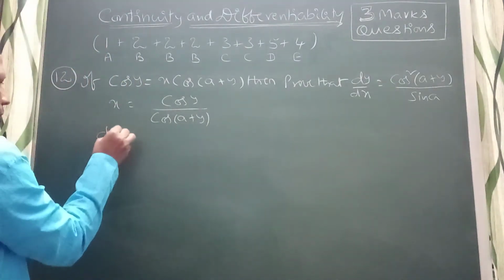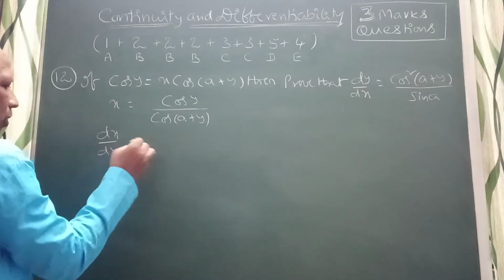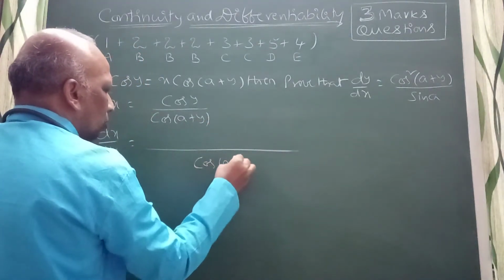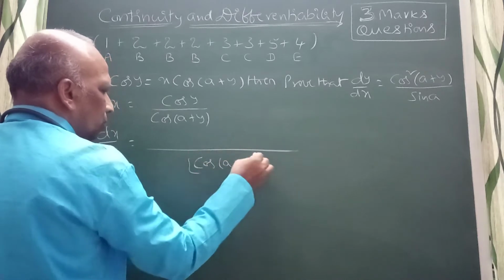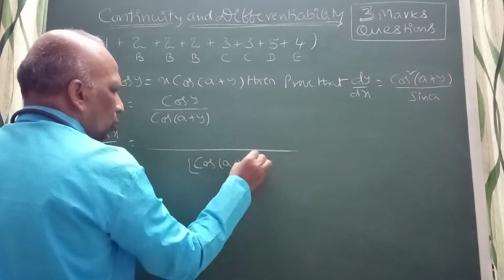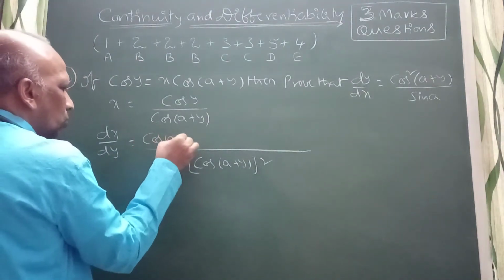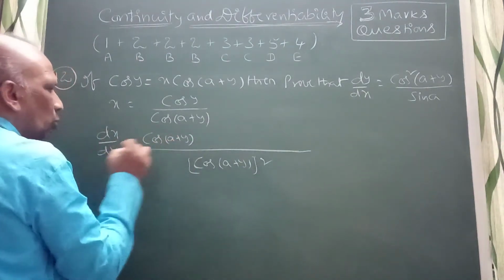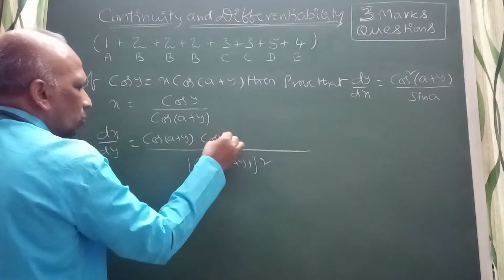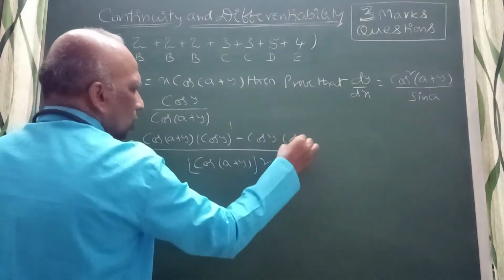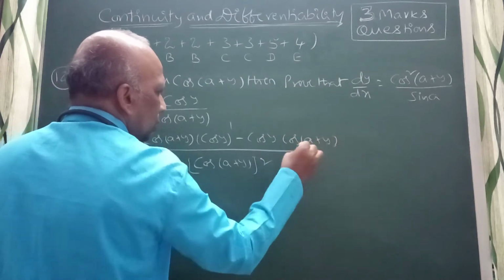If I find dx by dy using the quotient rule, I can write cos of (a plus y) whole square in the denominator. I am using the quotient rule. In the numerator, cos of (a plus y) into derivative of cos y, with respect to y, minus cos y into derivative of cos of (a plus y).